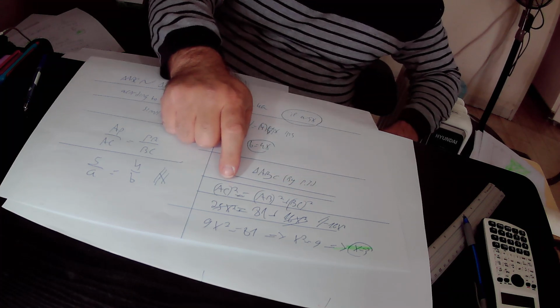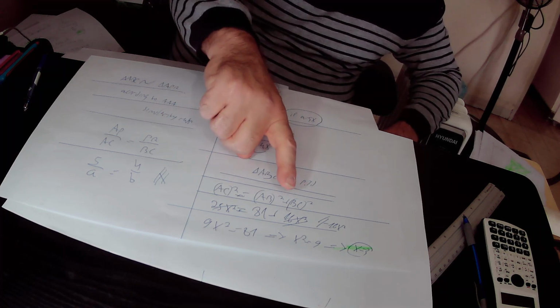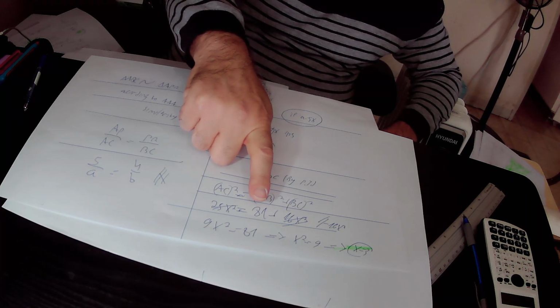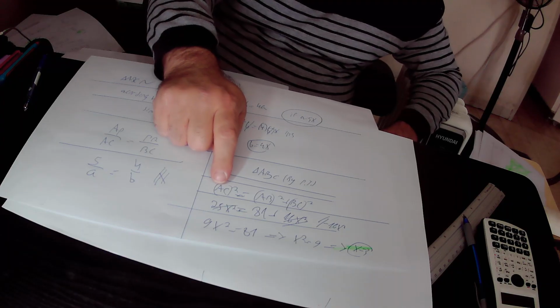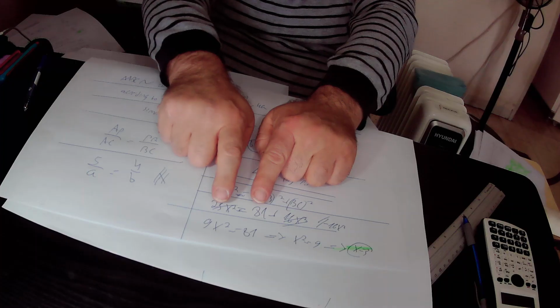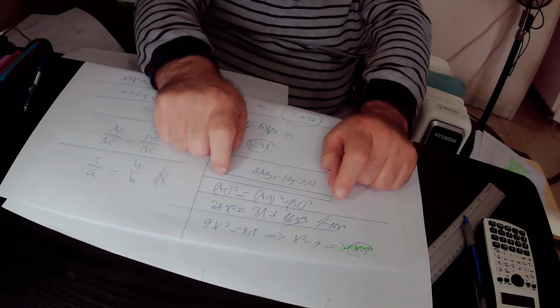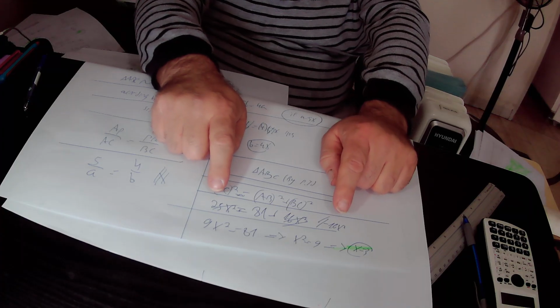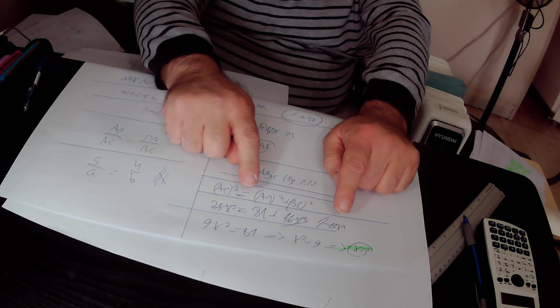Here we subtract the 16x squared from this equation, so 16x squared is cancelled and we are left with only 81. Here 25x squared minus 16x squared is 9x squared. So in total we found that 9x squared equals 81. Here we divided this equation by 9 and found that x squared equals 81 over 9, which is 9, so x squared equals 9.